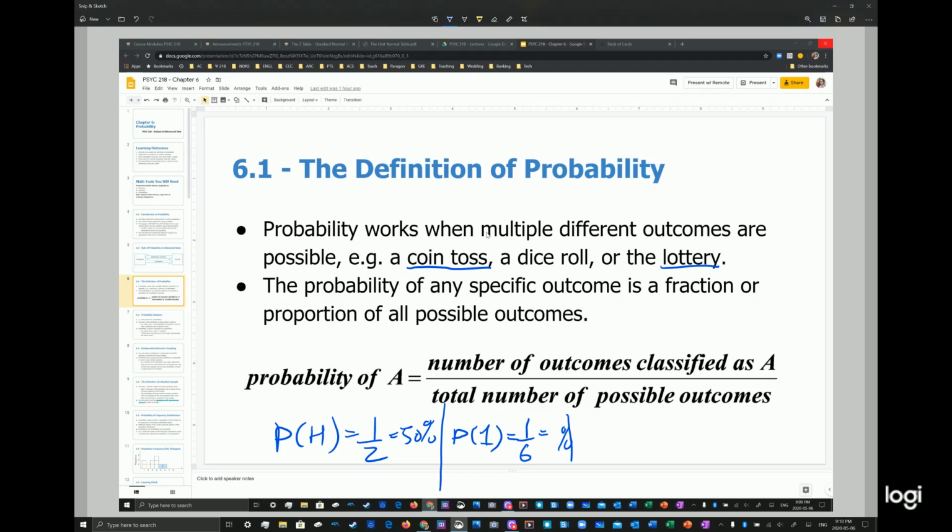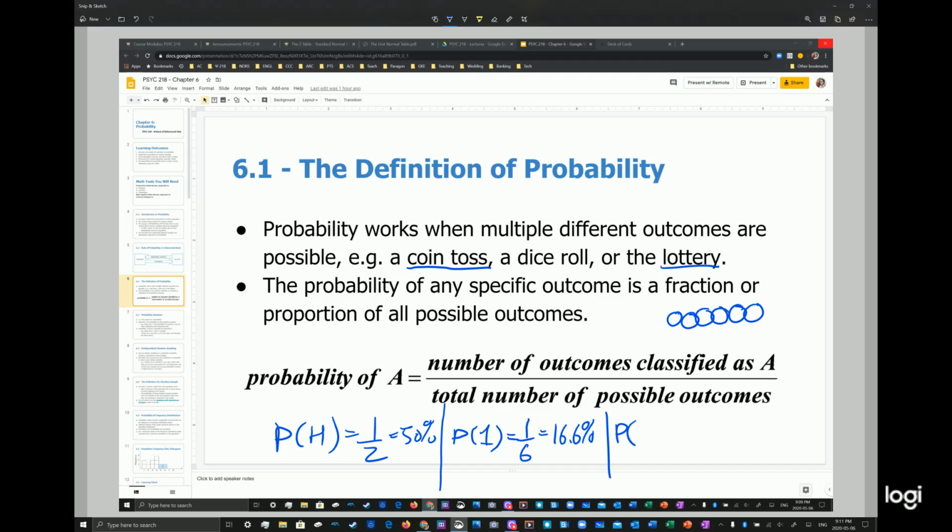And before I go with the lottery, 1 over 6 would be 16.6 repeating percent. So you see the probability gets lower as the number of possible outcomes gets higher. And so let's say for 6/49 in Canada, where you have 49 balls, 1 to 49, and then you draw 6 balls from that pile, and if you get the combination of the balls, you win the grand prize.